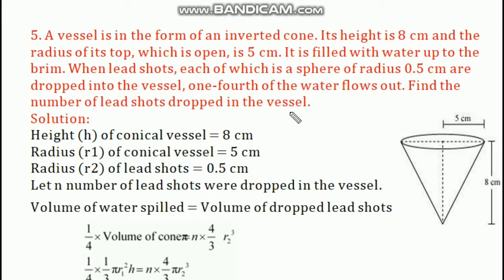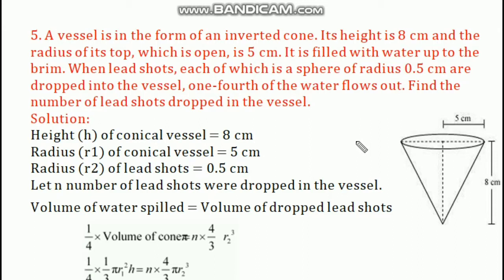Actually, here we need to find out the number of lead shots dropped into the vessel. Given that while dropping the lead shots, 1/4 of the water is flowing outside. Here given that the height of the cone is 8 centimeter and the radius is 5 centimeter. At the same time, the sphere, the lead shot, has radius 0.5 centimeter.